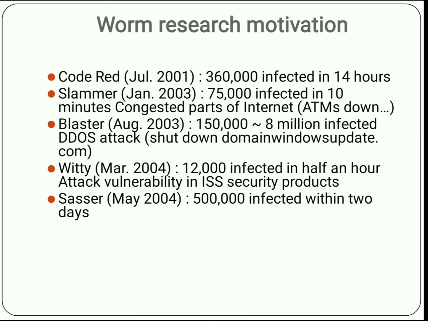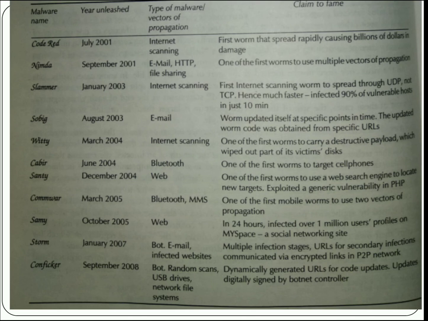And next is various worm research motivation, which includes various initial worms that were formed, like Code Red, which affected about 360,000 in 14 hours. Slammer, 75,000 were affected. Blaster, 150,000 were affected, etc. A Witty worm, a Sasser worm, etc. And I have also included details of all these types of worms. You can go through it later, or in the text it is given clearly. You can go through it or use the internet.